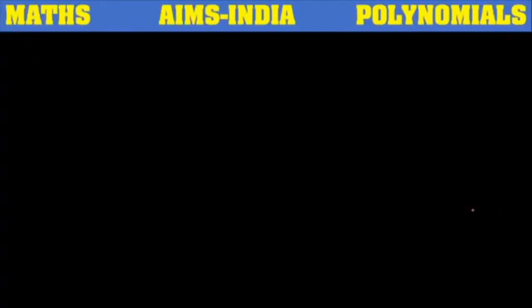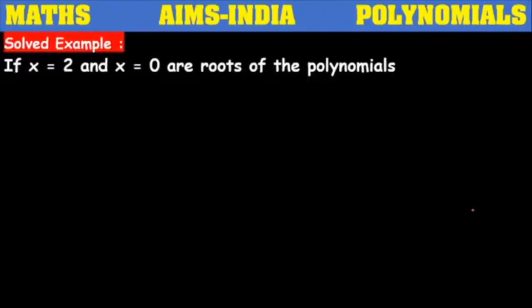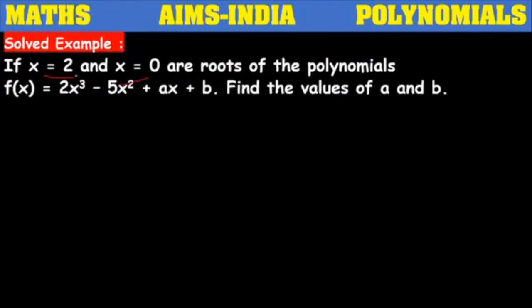Let's see one more example. If x equal to 2 and x equal to 0 are the roots of the polynomial 2x cube minus 5x square plus ax plus b. For that, two roots are given. In the polynomial, they are asking us to find the values of a and b. That means two unknown terms, a and b, are there, along with the variable x.